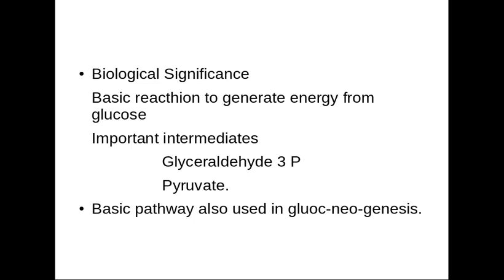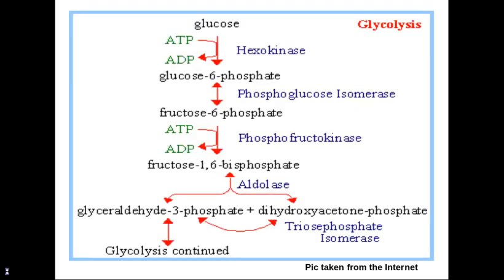So the basic significance is that it is the first step where glucose is gradually broken down to produce energy. It also provides important intermediates like glyceraldehyde 3-phosphate, which will be utilized in formation of triacylglycerol, and pyruvate. Pyruvate has got many metabolic fate, and also a substantial portion of this reaction is used in gluconeogenesis.